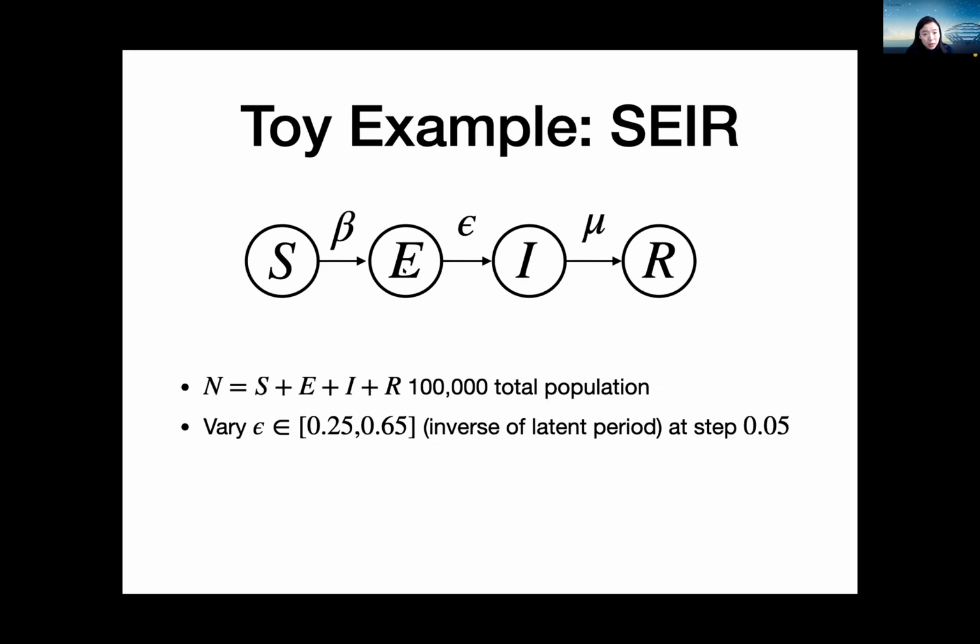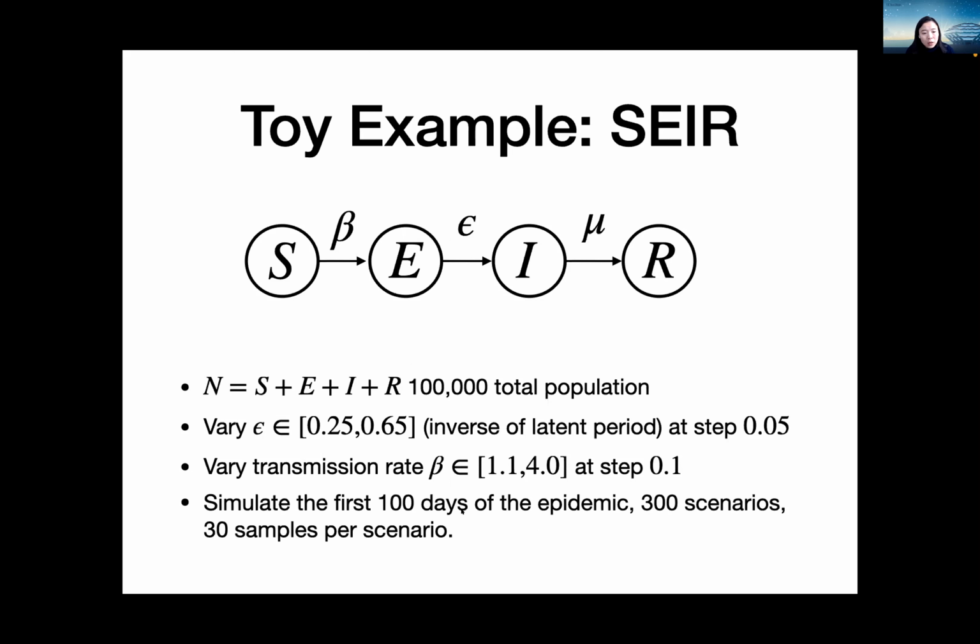So we will vary this parameter epsilon over some range to represent different scenarios, and we will vary the transmission rate beta in a different range. These two combined decide the scenario of the simple pandemic dynamics, and we can vary the parameters in this range to represent different scenarios. Given that we will simulate 100 days of epidemic and generate 300 scenarios, we have 30 samples per scenario. So this is a simple dynamics where the scenario is characterized by 2 parameters, epsilon and beta.